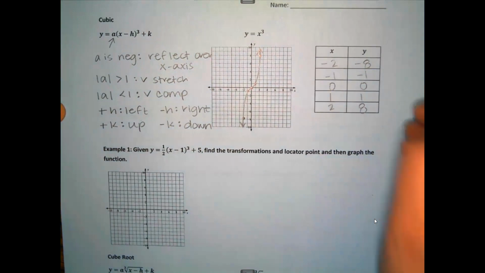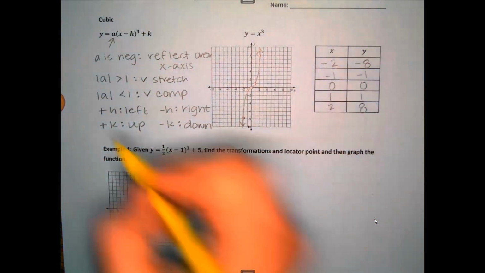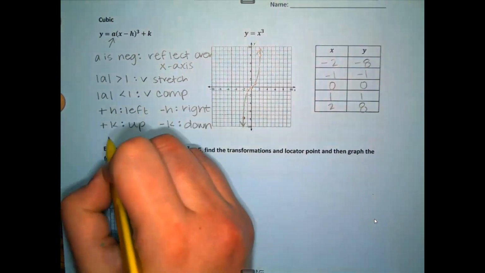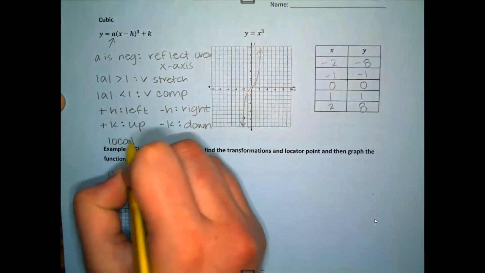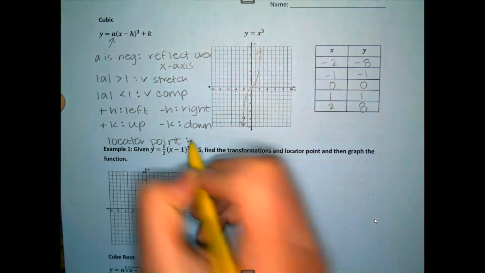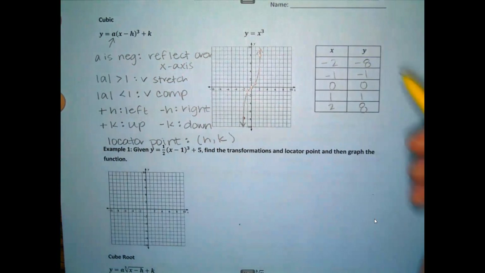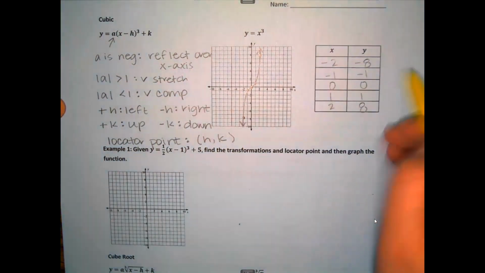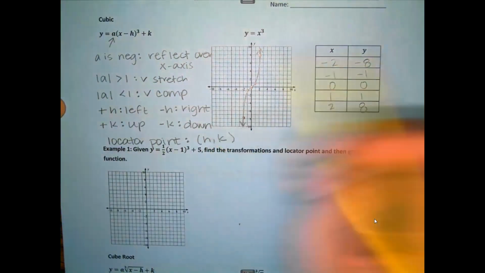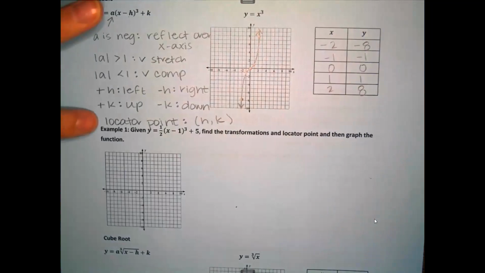These graphs do not have a vertex. They still have a middle point. You can see it right here, but you don't call it the vertex. We're going to call it the locator point. Locator point. It's kind of like the middle point. If you call it a vertex ever on accident, I will not mark you down. We're going to find it the same way that we've always found it in the past. It's going to be the H value and the K value. So the opposite of this sign and then that number. So I'll always write LP for short.